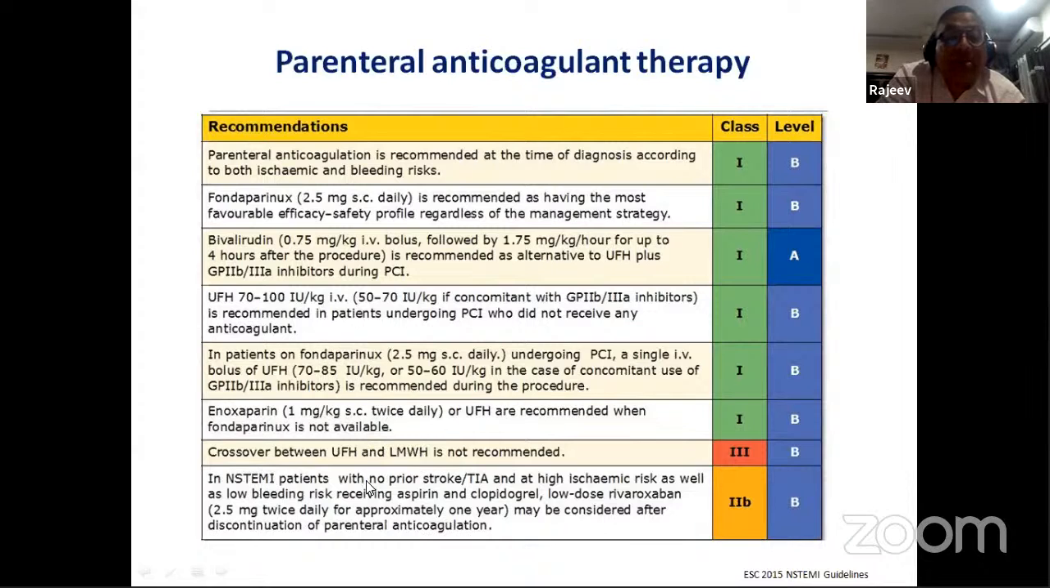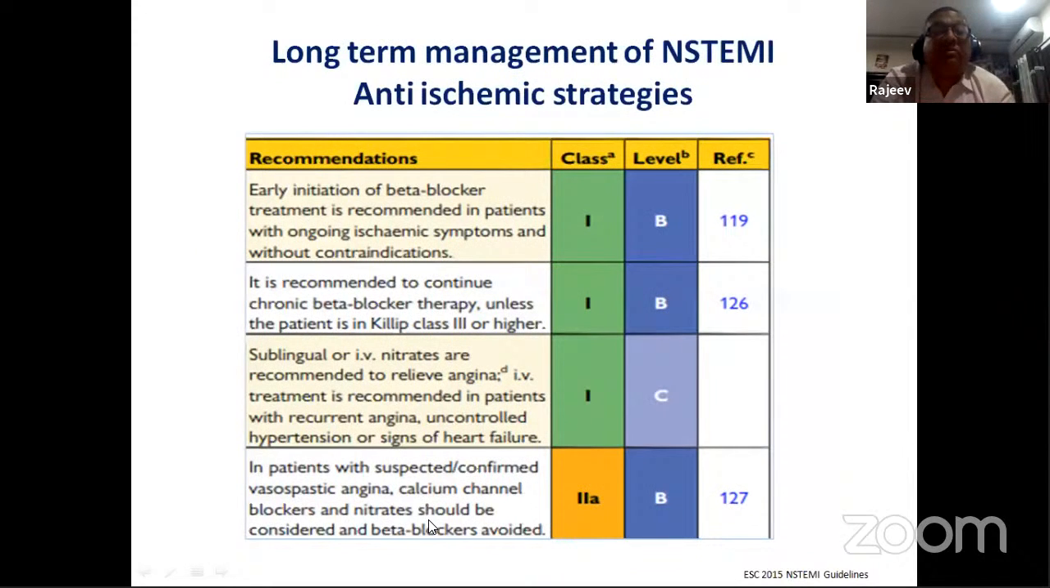In patients with NSTEMI with no prior stroke, at high as well as low risk of bleeding, aspirin and clopidogrel should be given. Low dose rivaroxaban can be tried. Then long-term anti-ischemic therapy: early initiation of beta blockers in all patients. Continue beta blockers unless the patient goes to Killip class 3 or higher. Sublingual nitrates to relieve angina. IV preparation is recommended in patients with recurrent angina or uncontrolled hypertension. In suspected or confirmed vasospastic angina, calcium channel blockers should be recommended and not beta blockers.